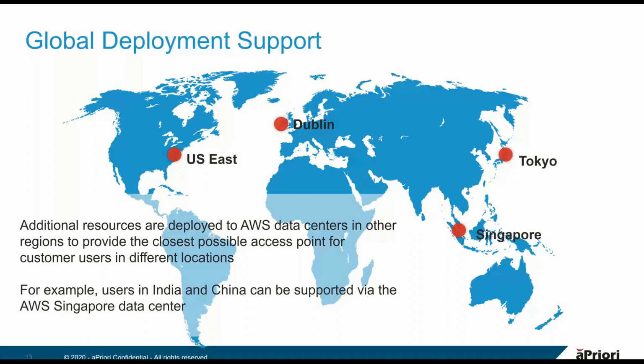So we currently have 4 main data centers that we work with: the US East region, Dublin, Singapore, and Tokyo. And we are certainly looking at expanding to others that Amazon supports, and making sure that users from all over the world have the right connectivity into our cloud solution.